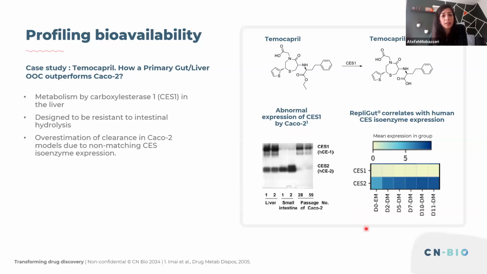We know that this drug is designed to be resistant to intestinal hydrolysis. However, if we use the Caco-2 model to explore this prodrug, we see the highest intestinal hydrolysis and also high expression of the metabolite.